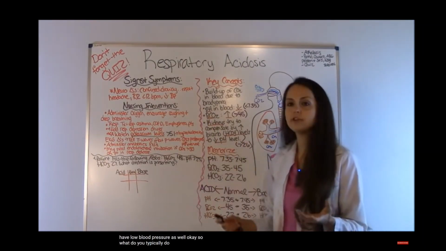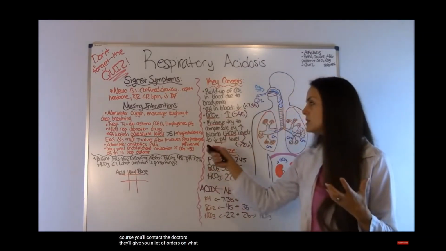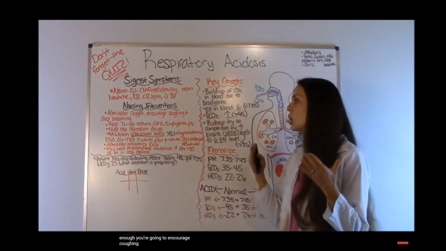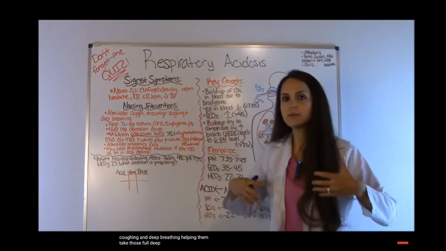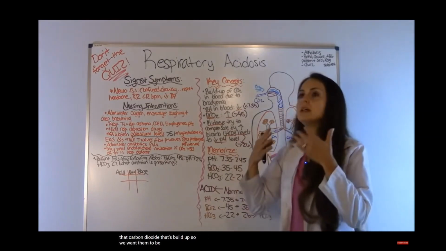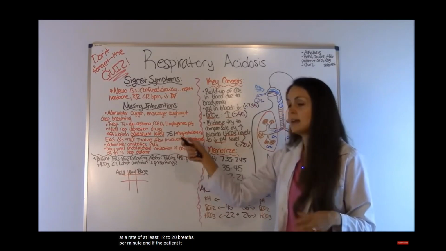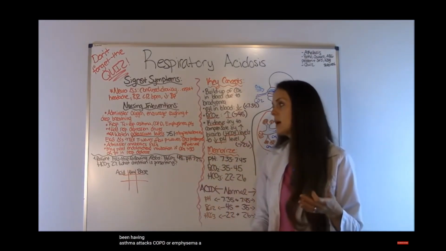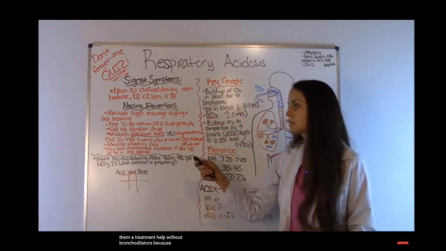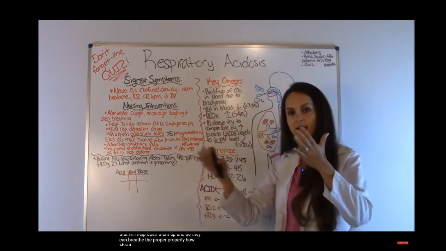Okay, so what do you typically do for a patient who is in respiratory acidosis? Of course, you'll contact a doctor. They'll give you a lot of orders on what to do, but typically this is what's going to happen. You're going to administer oxygen, and if the patient is alert enough, you're going to encourage coughing and deep breathing, helping them take those full deep breaths in and out. Because remember, we want them to expel that carbon dioxide that's built up, so we want them to be taking normal breaths at a rate of at least 12 to 20 breaths per minute. And if the patient has been having asthma attacks, COPD, or emphysema, a respiratory treatment might be good, so get respiratory therapy involved to give them a treatment, bronchodilators, because remember in asthma you have bronchoconstriction, and that'll help open them up and so they can breathe properly and have that gas exchange go.